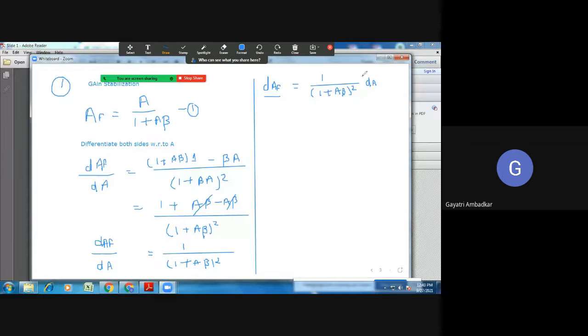What is happening is that if you don't apply feedback, let's say the variation in the gain is dA. But when you apply feedback, your dA gets divided by 1 plus A beta. Your denominator is greater, so it means the changes in the gain with feedback have reduced as compared to the changes in the gain without feedback. It means your gain is stabilized. What does it mean? The gain is stabilized.